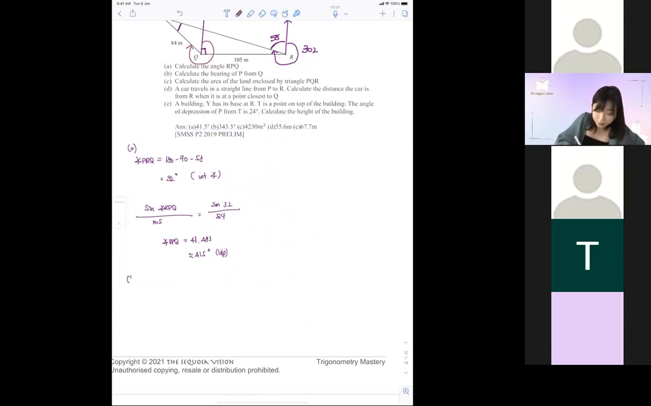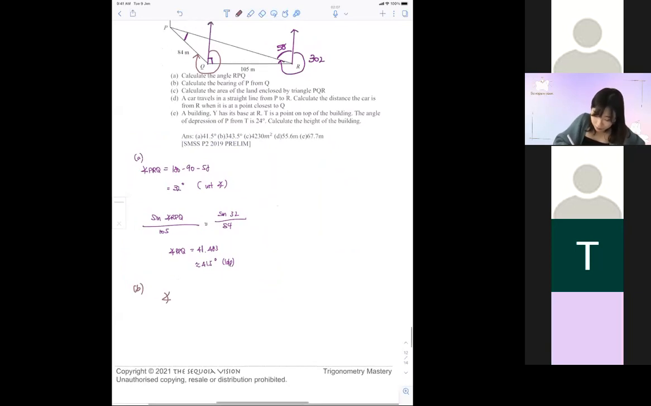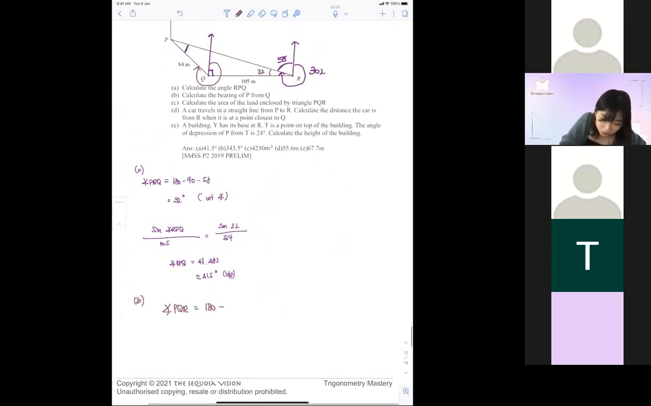For part B, angle PQR is 180 minus, this is 32, this is 41.5, okay? Minus 32 minus 41.483, we use the exact. So we get 106.517.